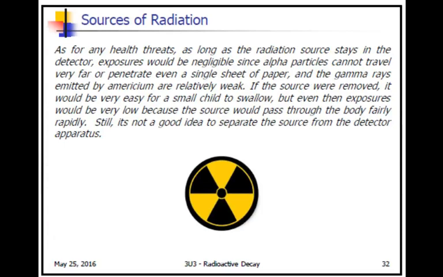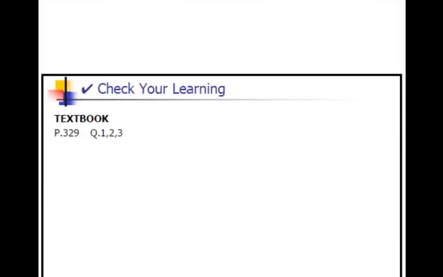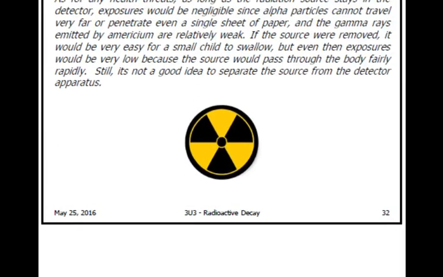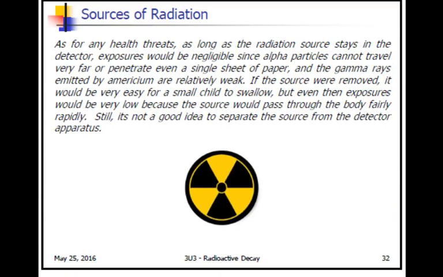As for any health threats, as long as the radiation source stays in the detector, exposures will be negligible since alpha particles cannot travel very far or penetrate even a single sheet of paper. And the gamma rays emitted by americium are relatively weak. If the source were removed, it would be very easy for a small child to swallow, but even then exposures would be very low because the source would pass through the body fairly rapidly. So it's not a good idea to separate the source from the detector apparatus. So don't break open your smoke detectors to try to get to the radioactive material inside.